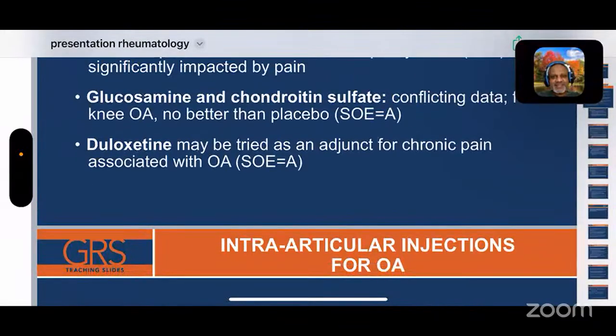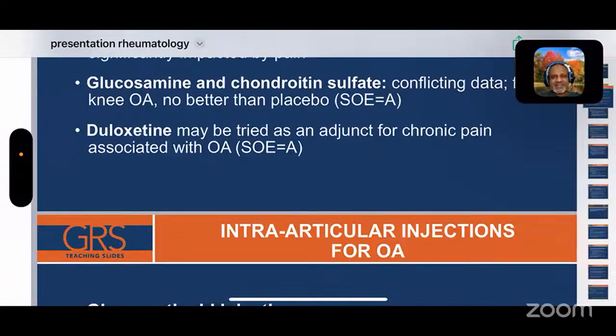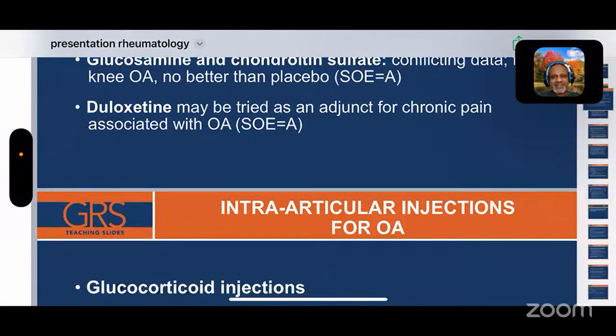Glucosamine and strong opioids are also not recommended. This is before glucosamine and chondroitin sulfate. This was before, but now not recommended. And recently, duloxetine may be tried as an adjunct for chronic pain associated with osteoarthritis.